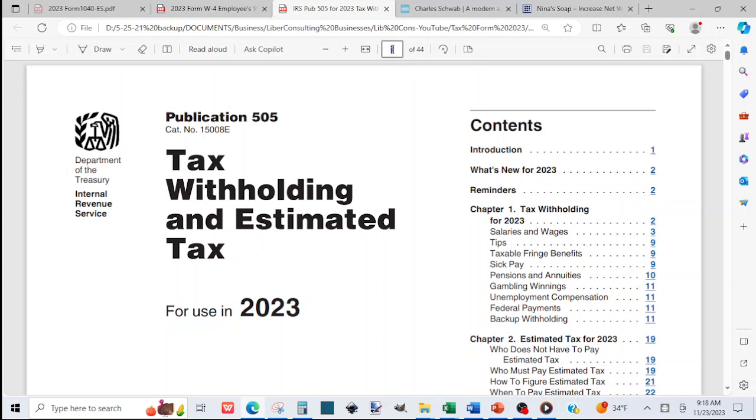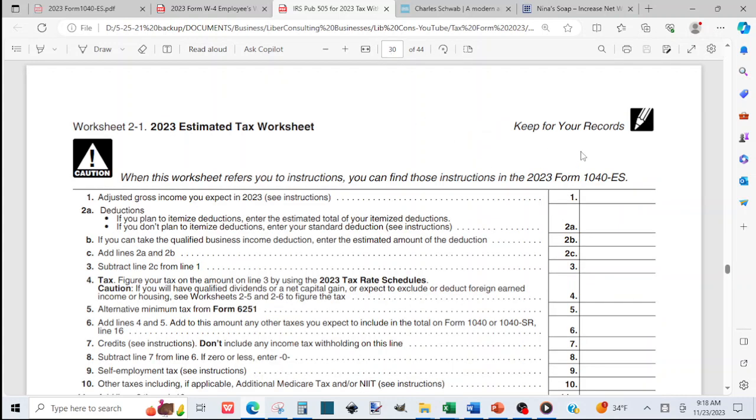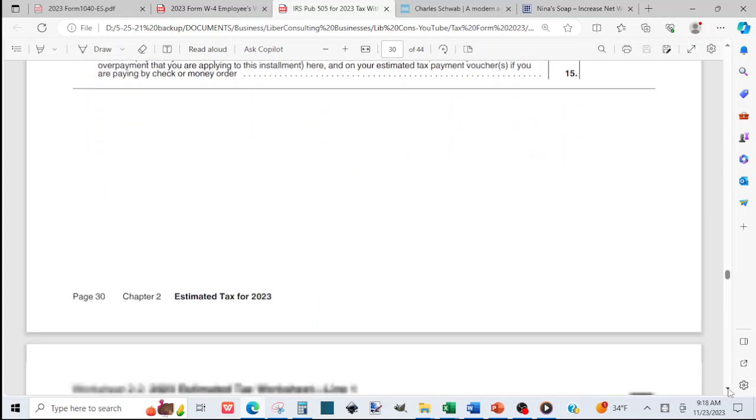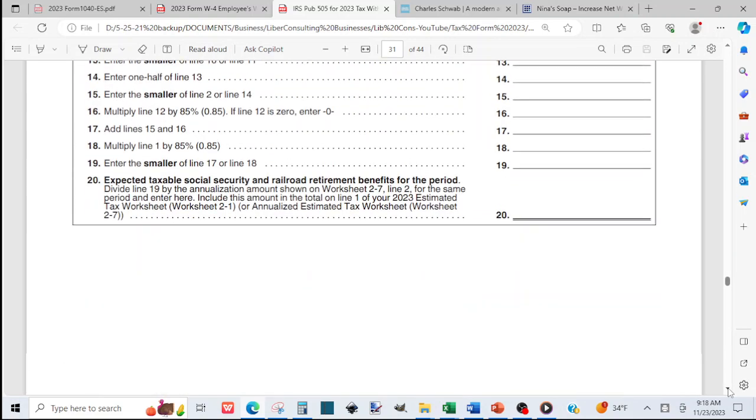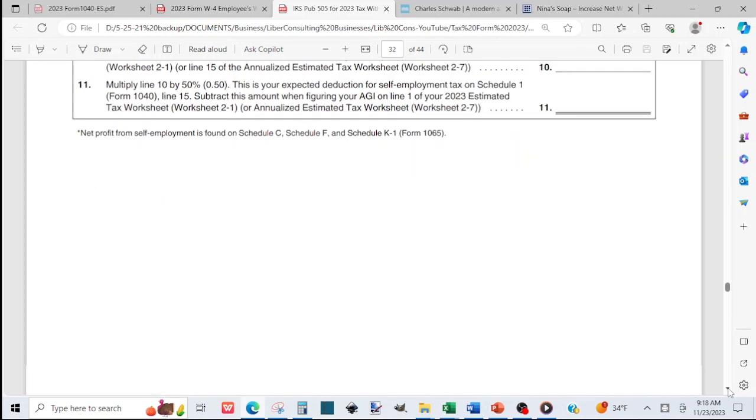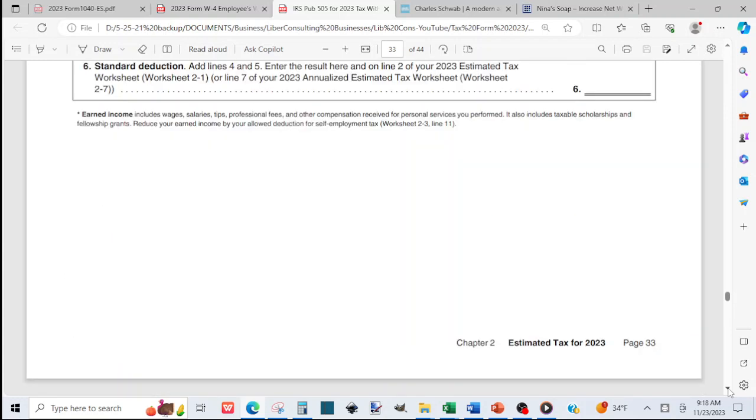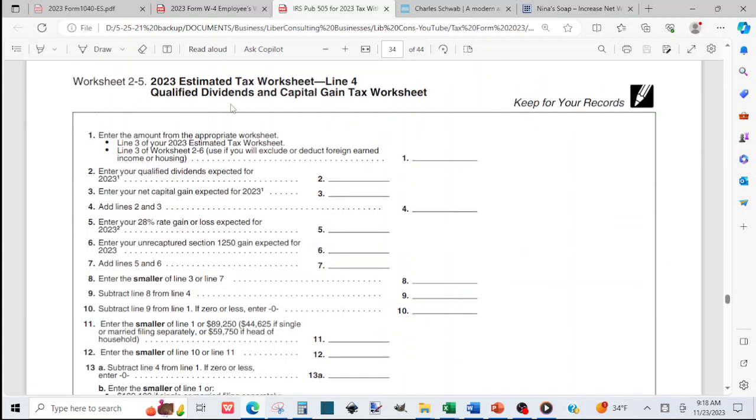Let's go to page 30. So you'll use worksheet 2.5 for the qualified dividend and capital gain tax worksheet. It helps you put in your dividend income that you are estimating to earn, or if you are trading stock from time to time, those estimated annual profits. You'll include that on the tax sheets.